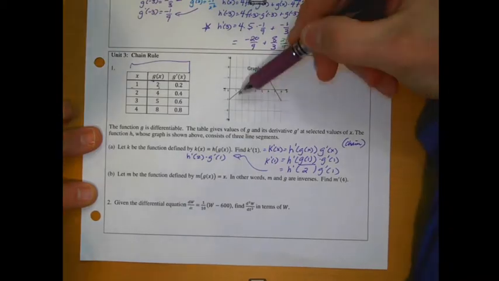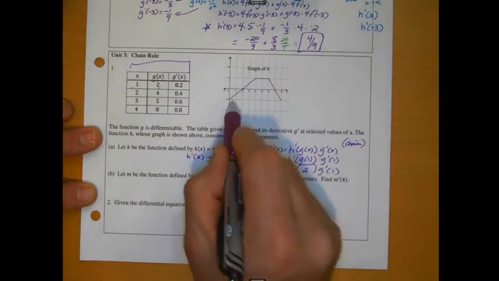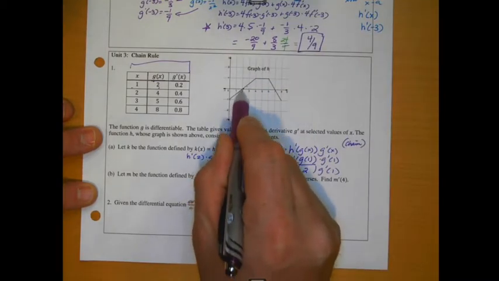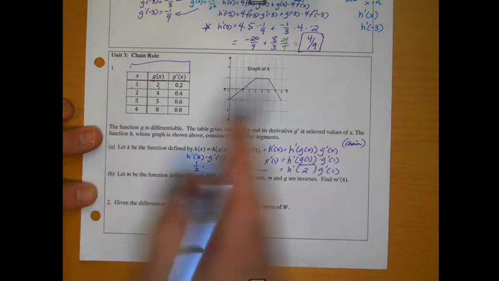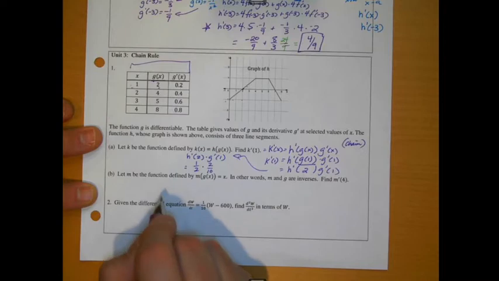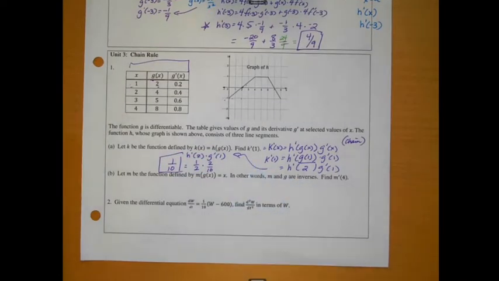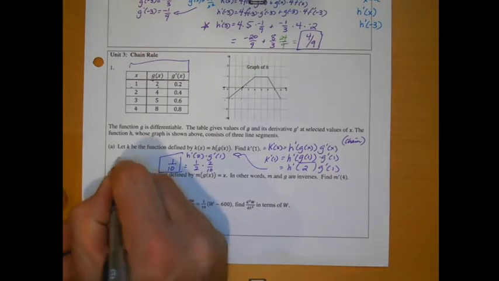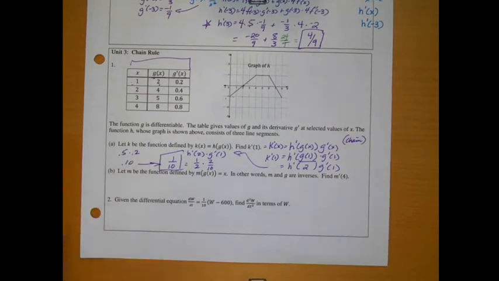So h prime of 2, I need the slope, and that slope is a rise of 1 and a run of 2. So this is positive 1/2, and g prime of 1 is 0.2 or 2/10. And that's an easier way to write it. Or you can go 0.5 times 0.2, which is 0.10, which is 1/10. Either way, you get it.